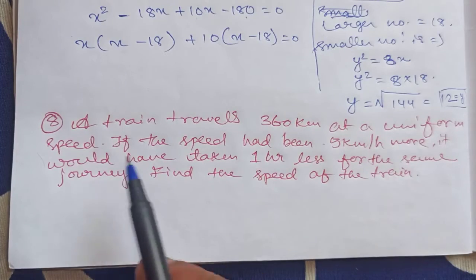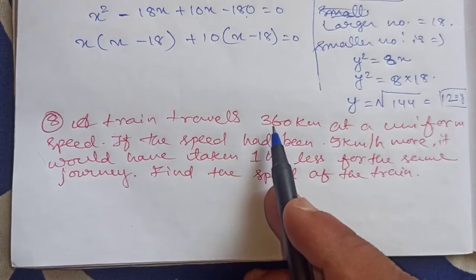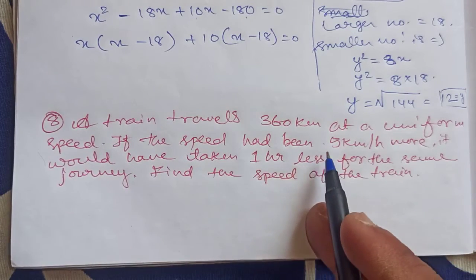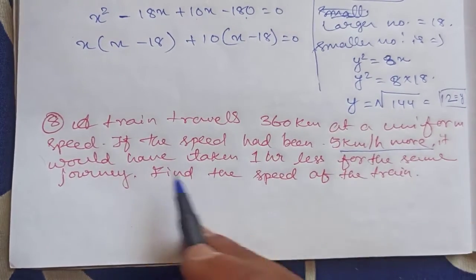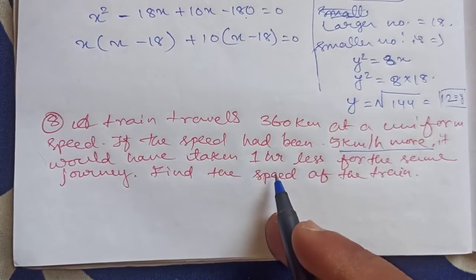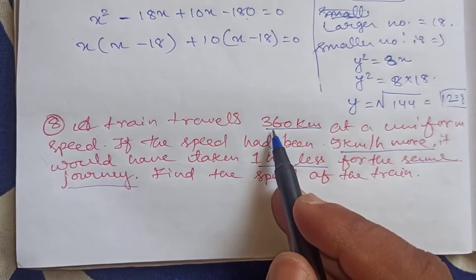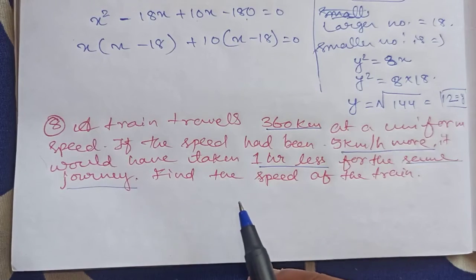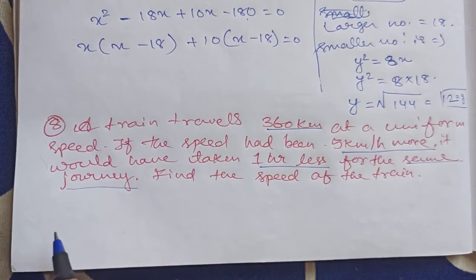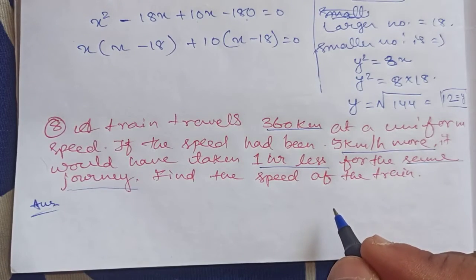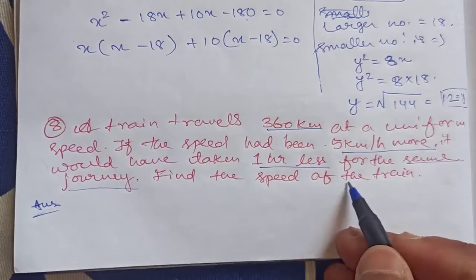Now question number 8. It is given that a train travels 360 km at a uniform speed. If the speed had been 5 km more, it would have taken 1 hour less for the same journey. Same journey means the train is traveling 360 km in both situations. So we have to find out the speed of the train.